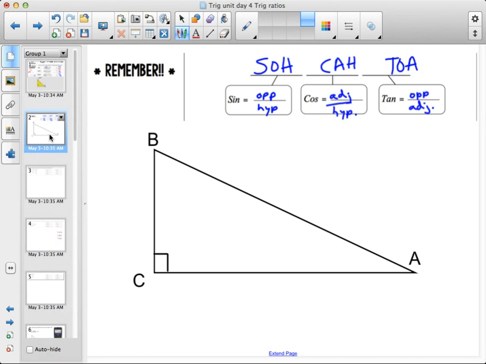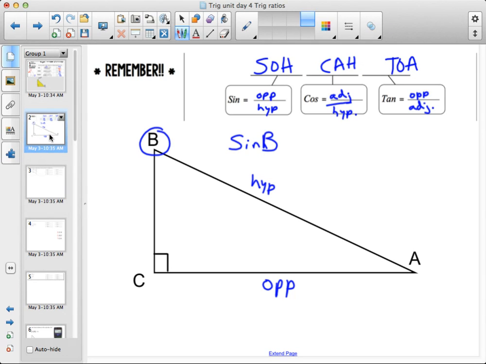So if I was in reference to angle B and I wanted to find the sine of B, the opposite side of B would be this side right here, the side that's completely through the triangle. And then the hypotenuse of the triangle is always the side opposite the 90 degree angle. So this would be our hypotenuse. So our sine of B would be the opposite side over the hypotenuse.